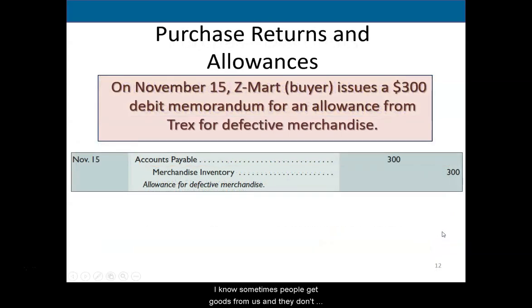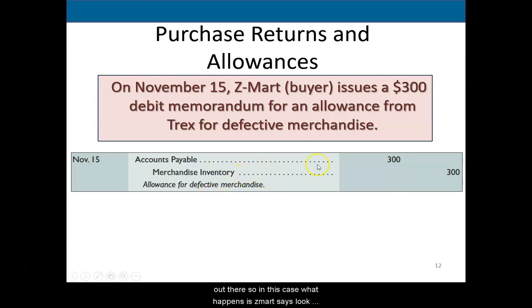Now, sometimes people get goods from us and they don't find them acceptable, so they want to return them. In the event that they return goods, if there's nothing wrong with the goods, we're going to put them back out there for sale. All right? And if they are defective, then we're not going to put them back out there.